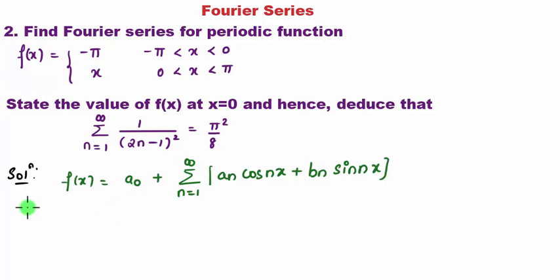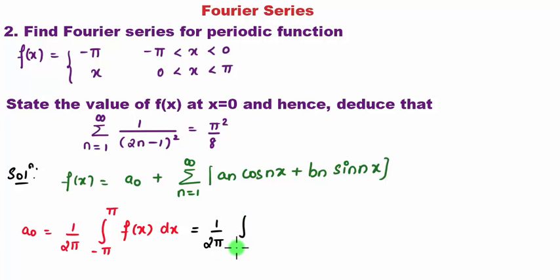I'll first start with finding a0. So my a0 is given by 1 upon 2 pi, integral from minus pi to pi of f of x dx, which is equal to 1 upon 2 pi. First, from minus pi to 0, my function is minus pi dx, and then from 0 to pi, my function is x dx. So I can solve this.